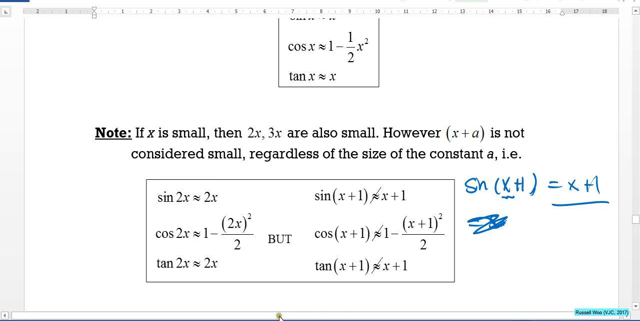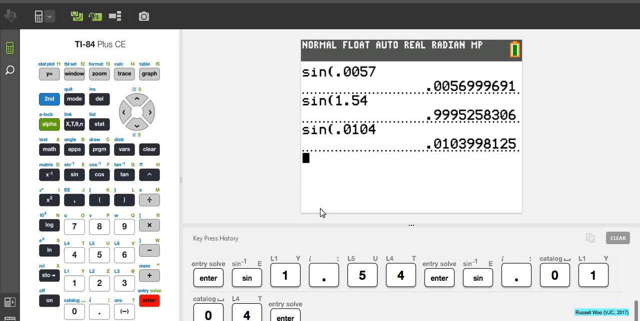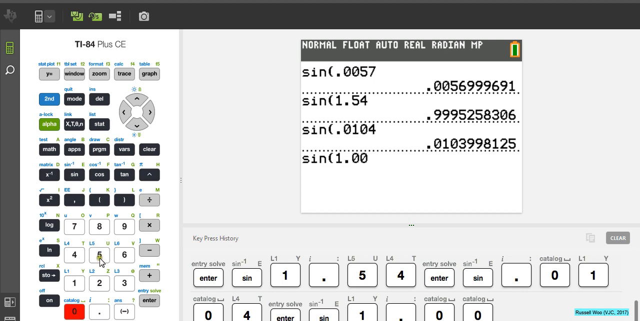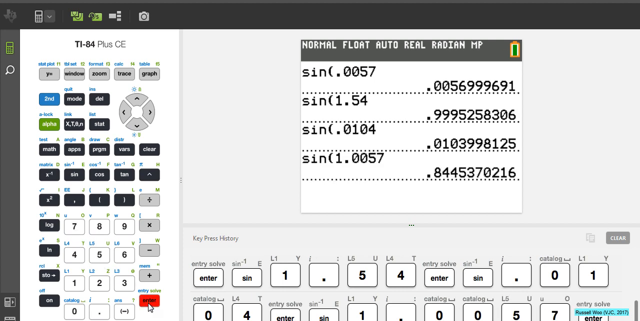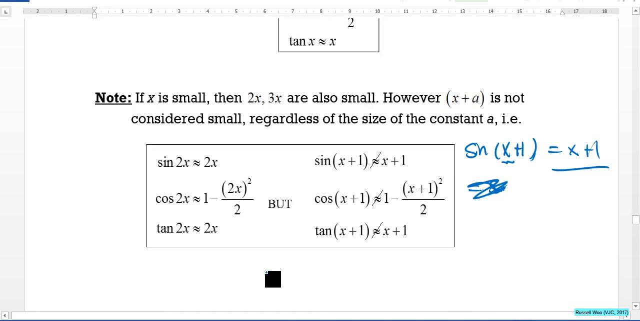I show you an example. Sine x is approximately x, x is small. What if it is sine 1.0057? You get something that is not close to it. This is not small enough for this approximation to be good. Follow? All okay? So x is small doesn't mean that 1 plus x is small. So you cannot use the approximation. Can you please make sure that you don't commit this mistake? Can? All right.